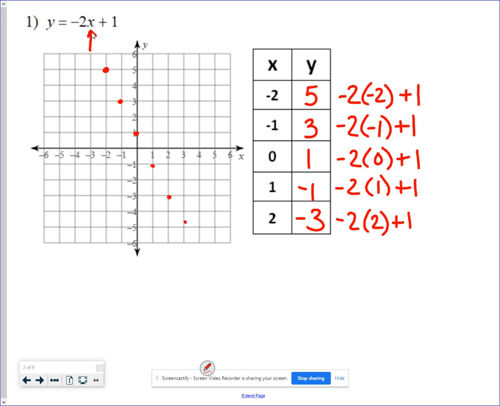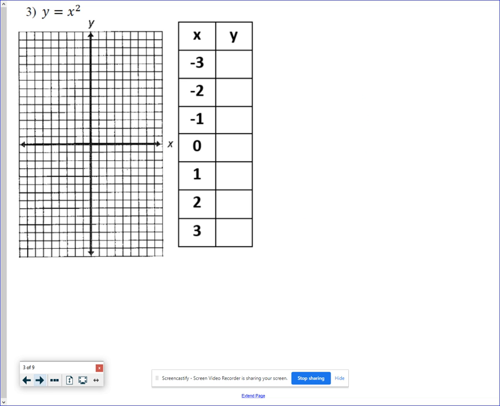So this is our straight line. It's linear. It has a slope of -2, which you could see already. It has a y-intercept of 1. You already knew that as well. But again, the linear problems on your worksheet are just to practice that substitution.